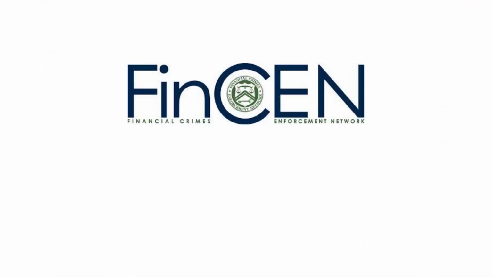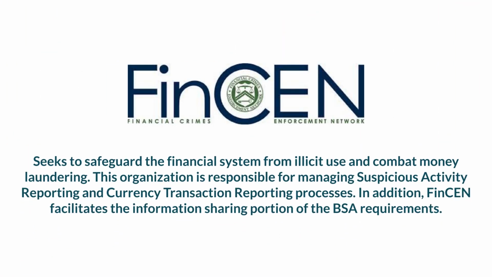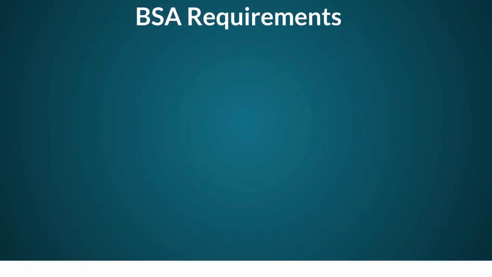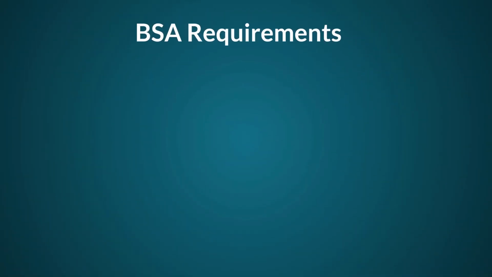Then there's FinCEN, which seeks to safeguard the financial system from illicit use and combat money laundering. This organization is responsible for managing suspicious activity reporting and currency transaction reporting processes. In addition, FinCEN facilitates the information sharing portion of the BSA requirements. Speaking of BSA requirements, let's talk about those.